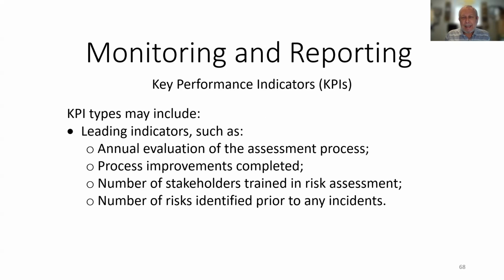They may include leading indicators such as annual evaluation of the assessment process improvements completed, number of stakeholders trained in risk assessment, number of risks identified prior to any incidents. I like the last one, number of risks identified. That's kind of a good one. I like that one because these have to be quantifiable. You know what that means? You've got to put a number on them. It's not just a whole lot or some. You're going to say, okay, we did 12 of these, or 27 or whatever. You can't compare them unless you have something that's quantifiable.